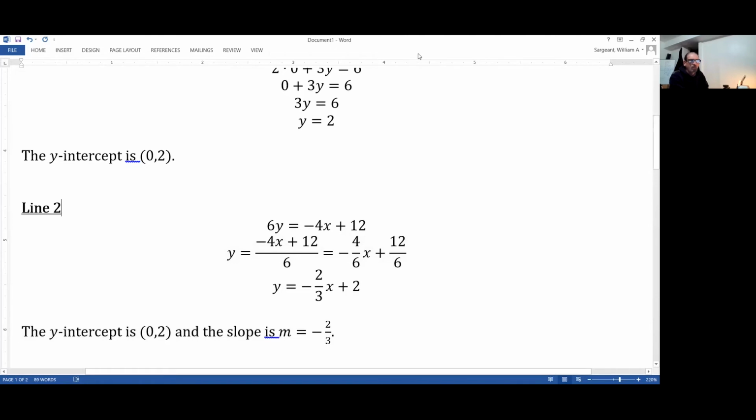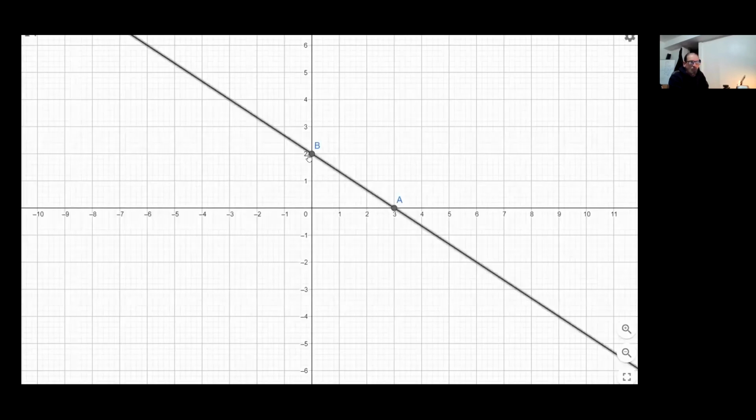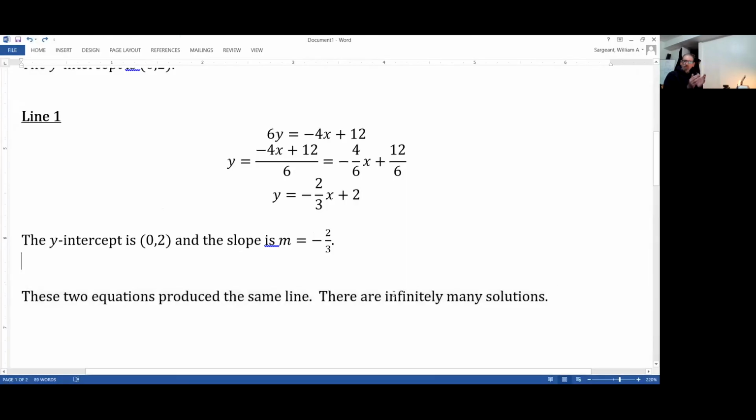All right, let's take a look at what that looks like. (0, 2), the y-intercept, and then go down 2 units and right 3 units, since the slope was negative 2/3. We're graphing the same line. Every point that is a solution to the first equation is also a point that is a solution to the second equation. That gives us infinitely many solutions.